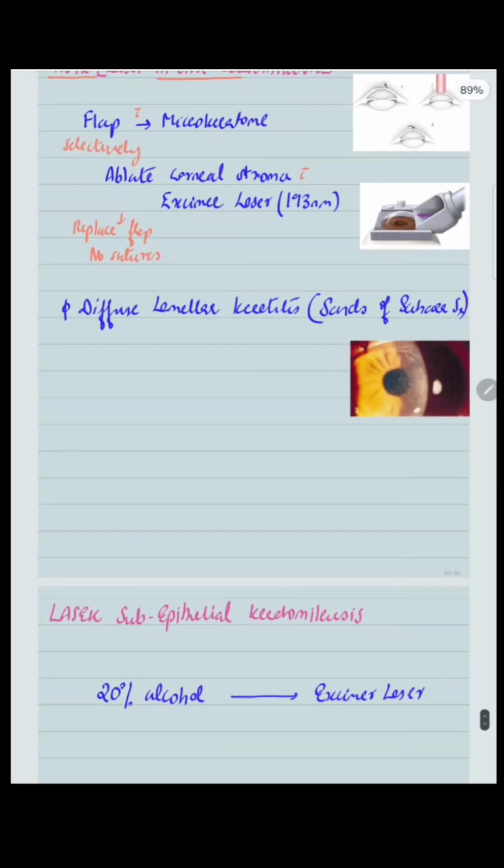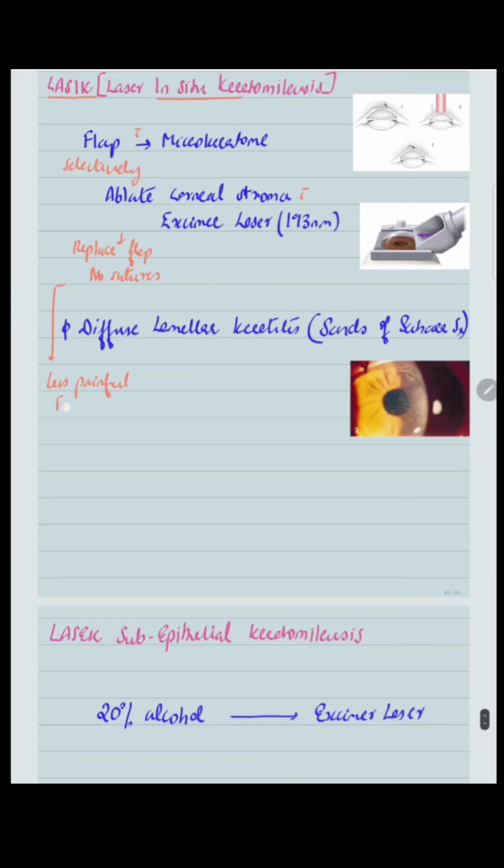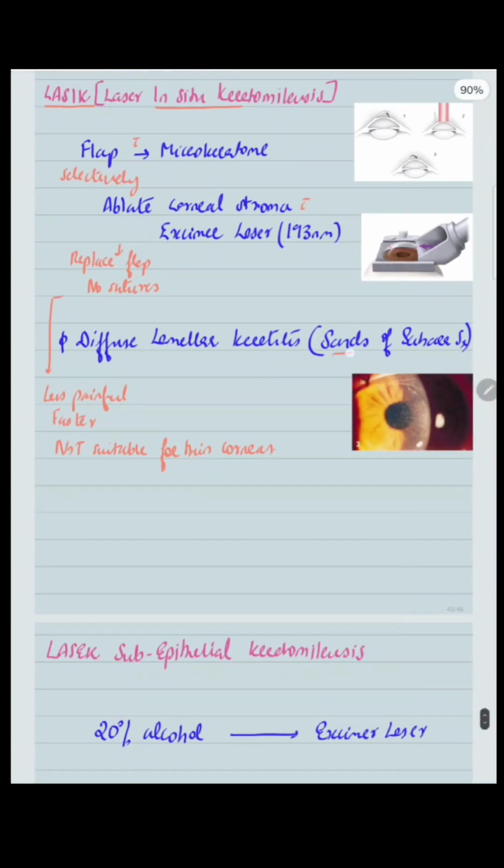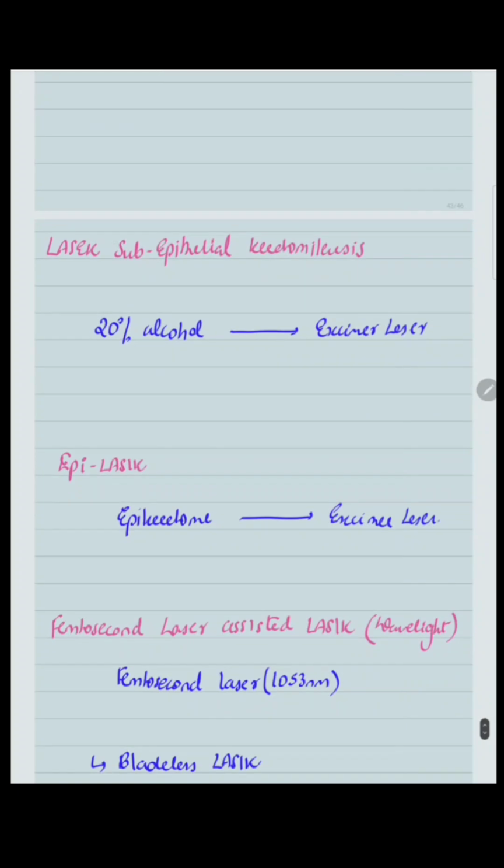Since there are no sutures, it is less painful, with faster visual rehabilitation, but it is not suitable for thin corneas. Side effect is, later on we can see diffuse lamellar keratitis. Here diffuse lamellar keratitis can be seen. It is known as Sands of Sahara syndrome. That is LASIK.